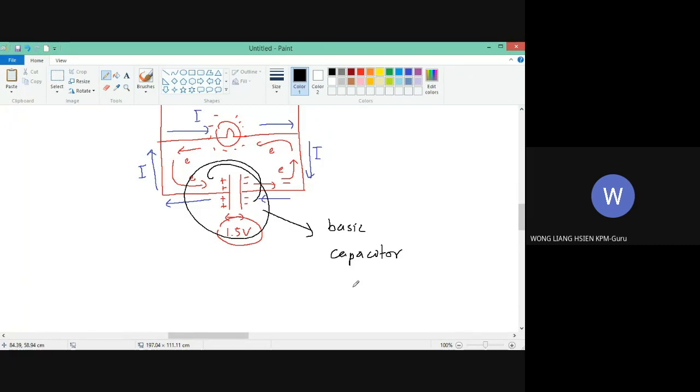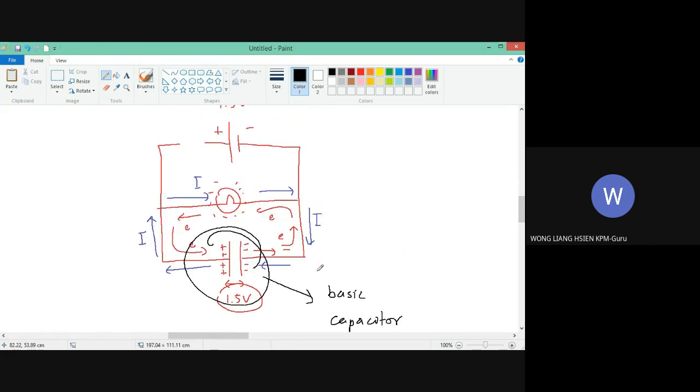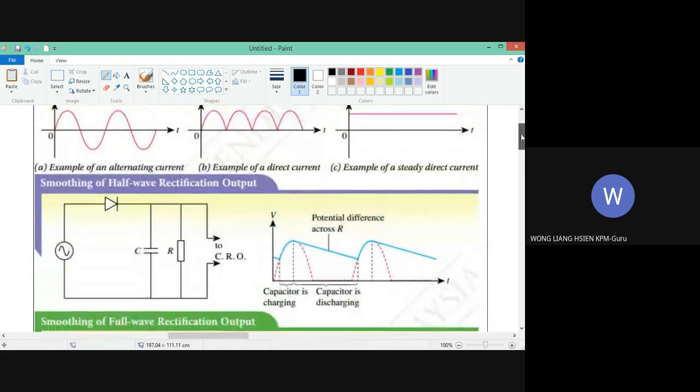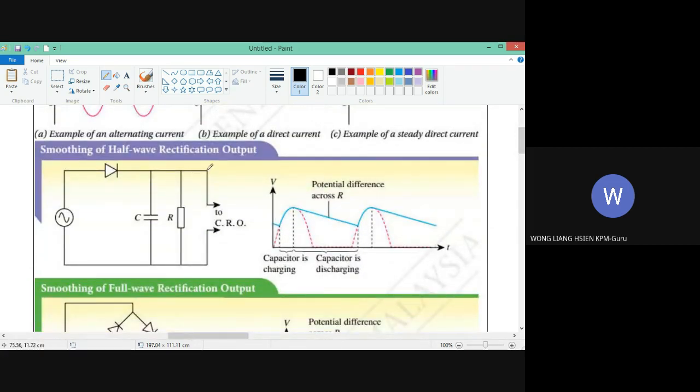So a capacitor stores charge. And when the potential difference that charges up the capacitor becomes weak or is turned off, the capacitor will be discharged. It will release the charge that is stored inside. For example, here in this half wave rectifier, this is the symbol for the capacitor, this C.